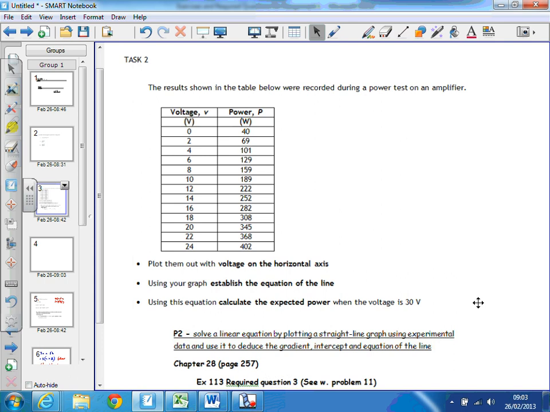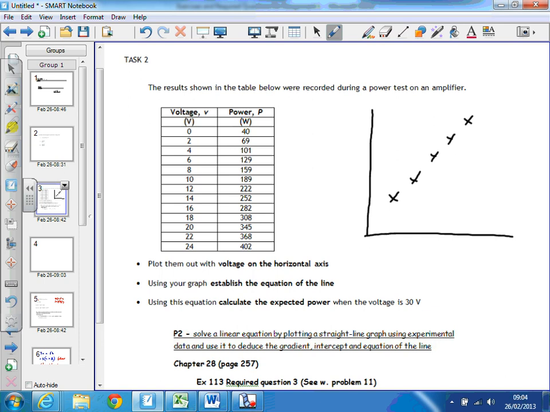So, assignment 1, task 2 now is asking you to plot a graph. You've got some results, and when you plot a graph and put the results on, you're looking for, hopefully, a straight line, which represents a linear relationship between those two things. As one increases, the other increases at the same rate.